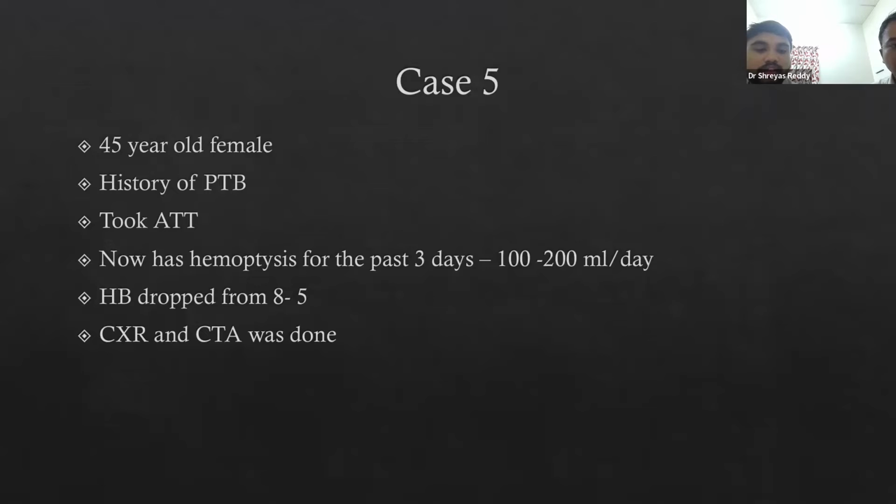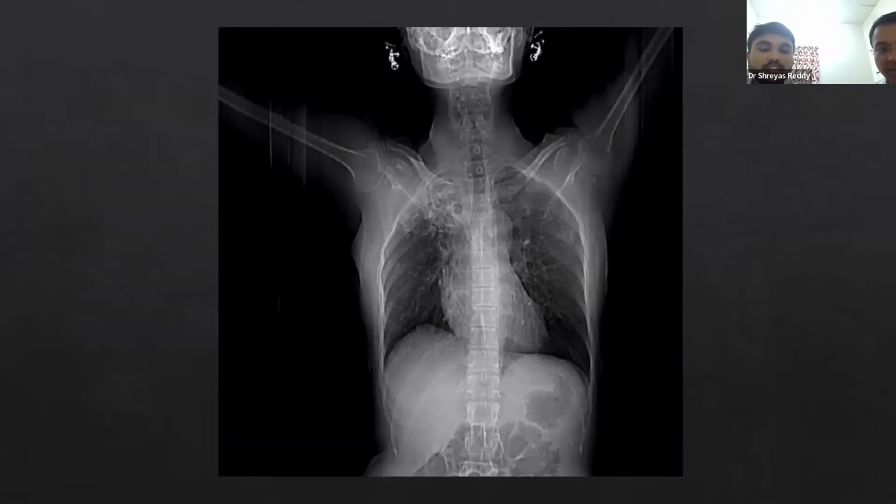Okay. So history of pulmonary tuberculosis. Patient has taken ATT and has hemoptysis. What X-ray findings are you going to expect in this case? First, can you go to the X-ray and what are the? Sorry, we just have this scanogram here. Can you interpret this scanogram?